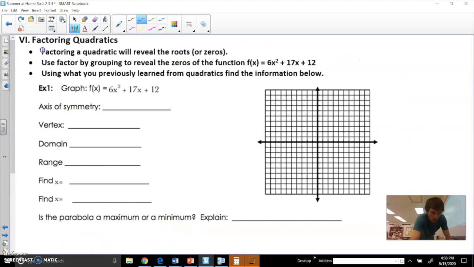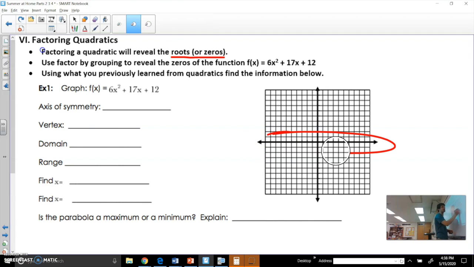So let's do one more to tie quadratics all together, especially when it comes to factoring. It says, factoring a quadratic will reveal the roots or the zeros. In our very first video, we talked about these vocabulary terms, which are basically points that hit the x-axis, x-intercepts, if you will. And so factoring really helps reveal those values to us.